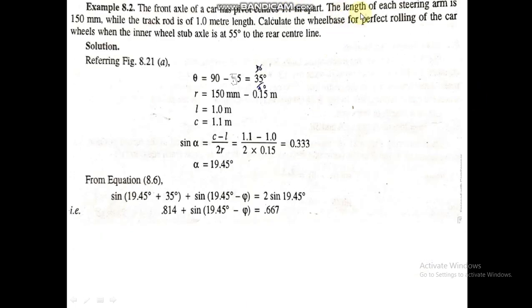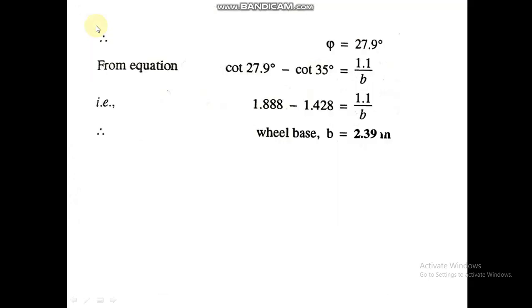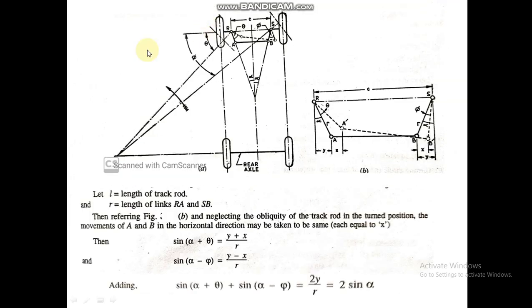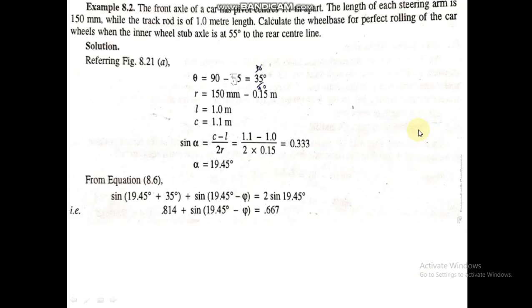The length of each steering arm is 150. So the steering arm length is small r, for arms RA and SB, and it is given to you as 150 mm. The wheel track rod, that is AB, has a length of 1 meter, given to you.